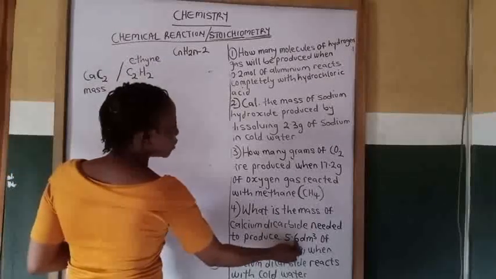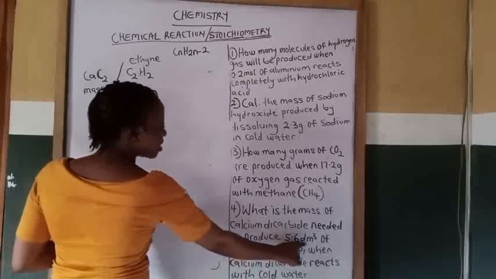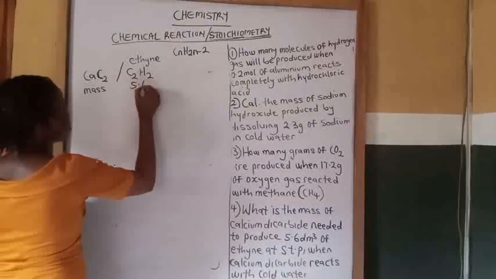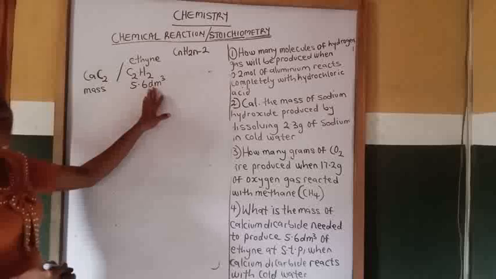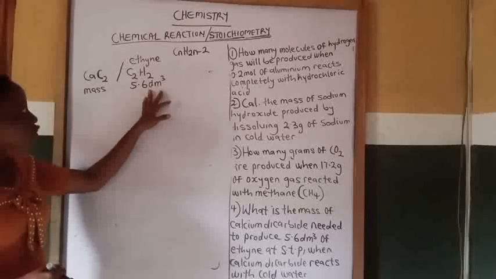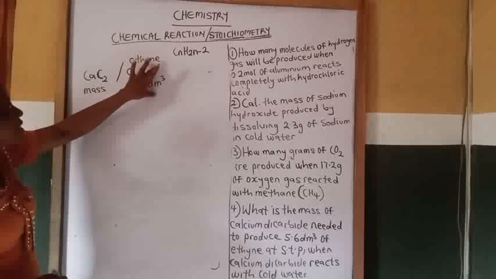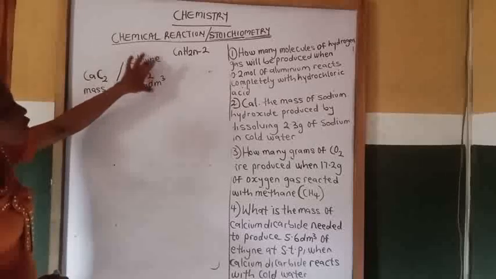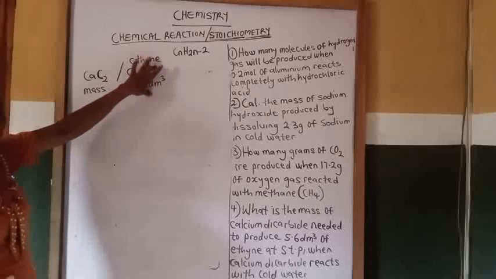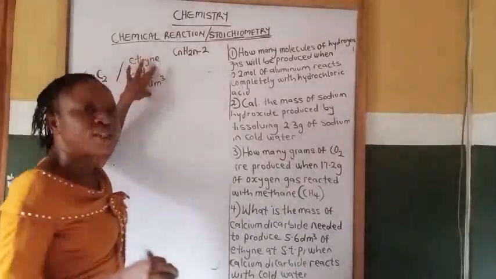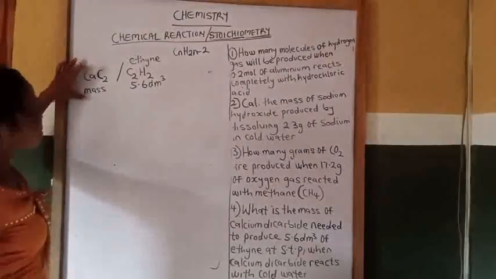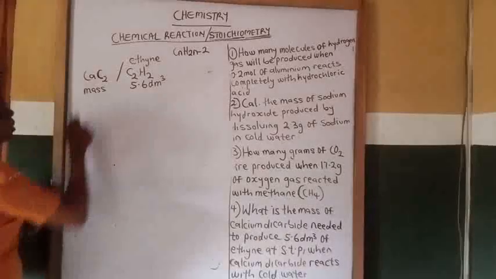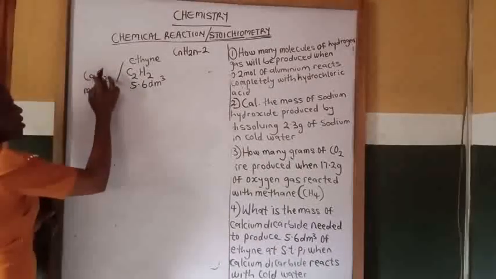Then ethyne is given in form of what? In form of volume, 5.6 dm cube. Now this question is what? Is mass volume relationship. So it shows that we are going to convert ethyne to what? The volume of what? Of gas at STP. So volume of any gas at STP is equal to what? 22.4 dm cube. So this one will be converted to volume of gas at STP. Then this one will be converted to mass of what? CaC2. So let's look for the mass of CaC2.